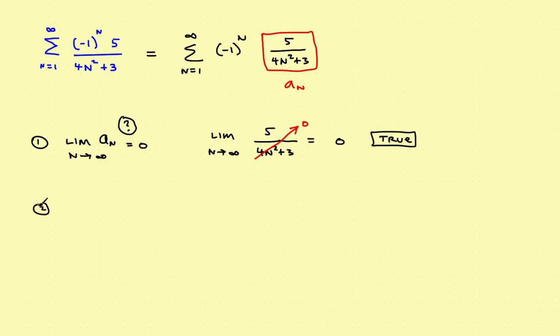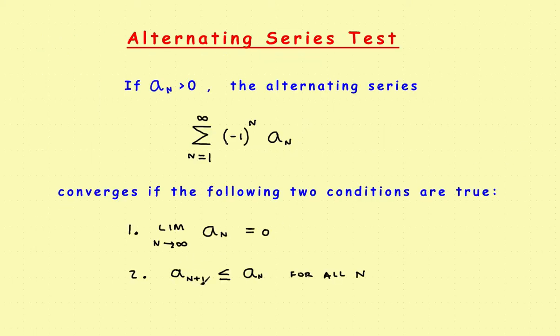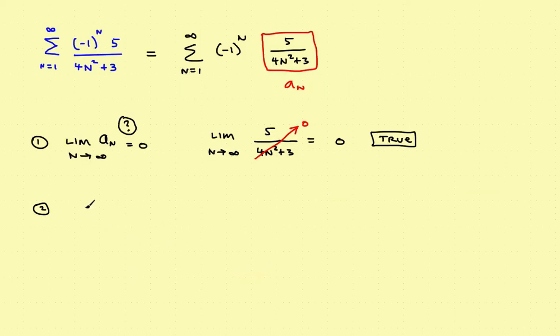So what the second condition says is a sub n plus 1 less than a sub n. So is every term smaller than the term in front of it? So again, you're checking is a sub n plus 1 less than a sub n. Well, again, everywhere you've got an n, replace it with an n plus 1. So this would be 5 over 4 times, and in place of n, put an n plus 1 squared plus 3. And you want to know, is this less than or equal to 5 over just 4n squared plus 3. Again, using the same logic we've always done.